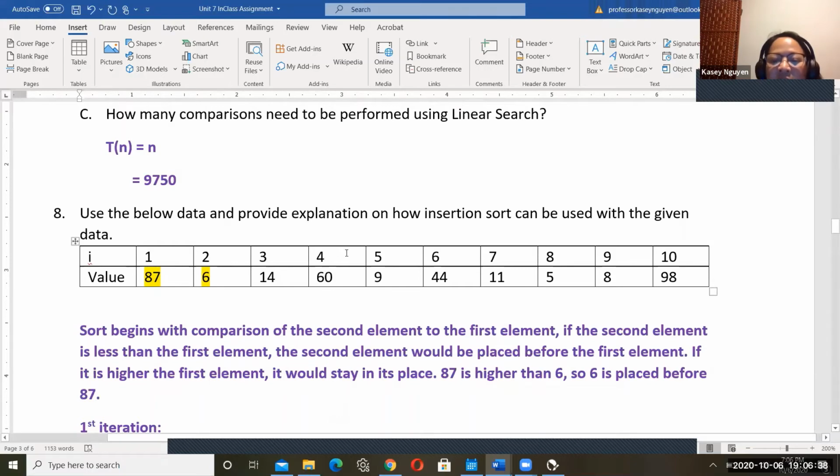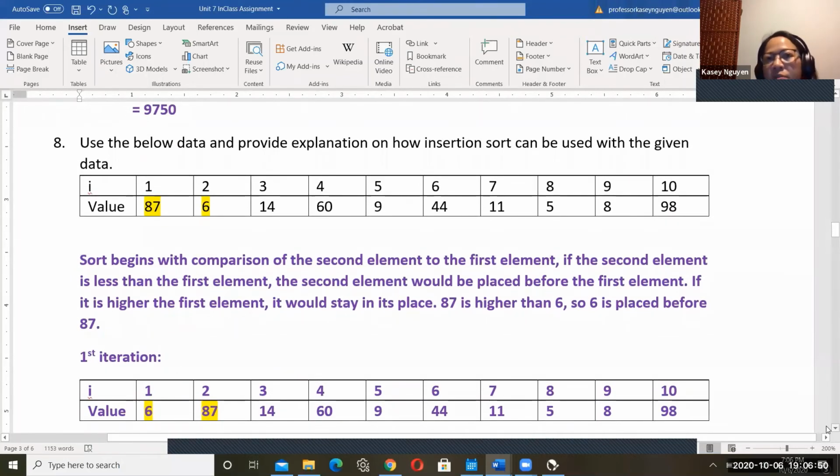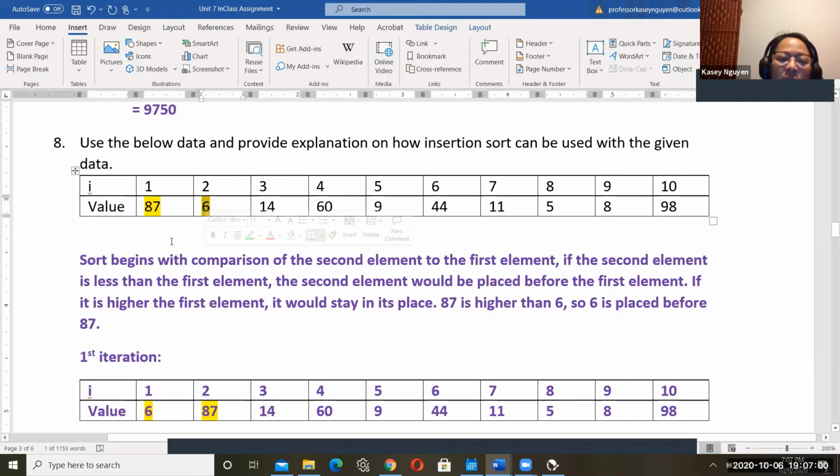So if 87 is higher than 6, 6 is placed before 87. So within this, our first iteration would look like this. And you don't have to create that table. I wanted to use that to show you what that would look like. So since 6 is lower, we're going to put it into a temp variable, right? And then we're going to move 87 to its place. And we're going to take 6 and move it into the first element position. Okay.